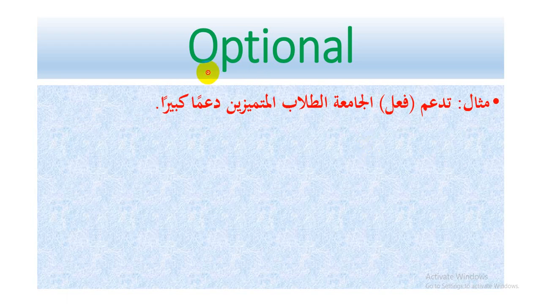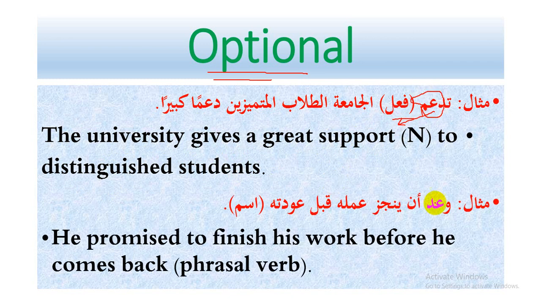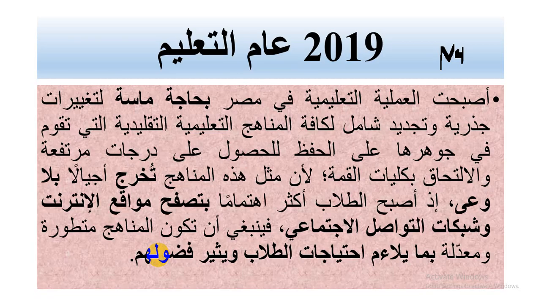Of course we have some optional ones, as I gave some examples earlier before taking up the obligatory ones. For example, we have here تدعم الجامعة طلاب المتميزين. We have here the university gives a great support to distinguished students. So here we changed this verb into a noun. Or وعد بأن ينجز عمله قبل عودته. We have here a noun. We changed it again into a phrasal verb.